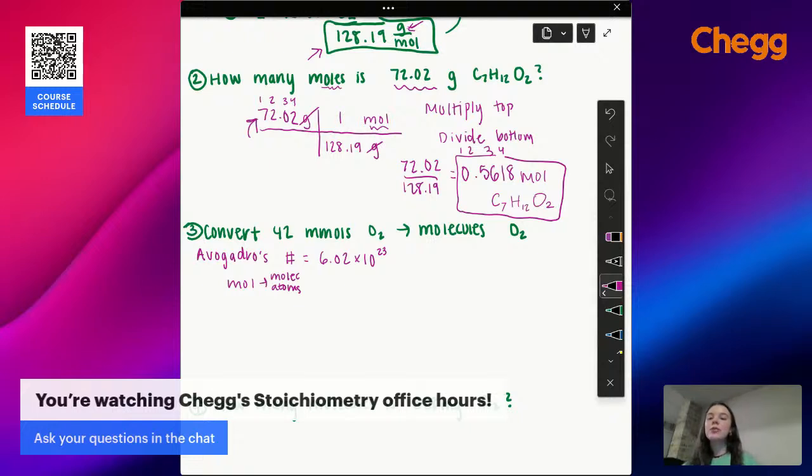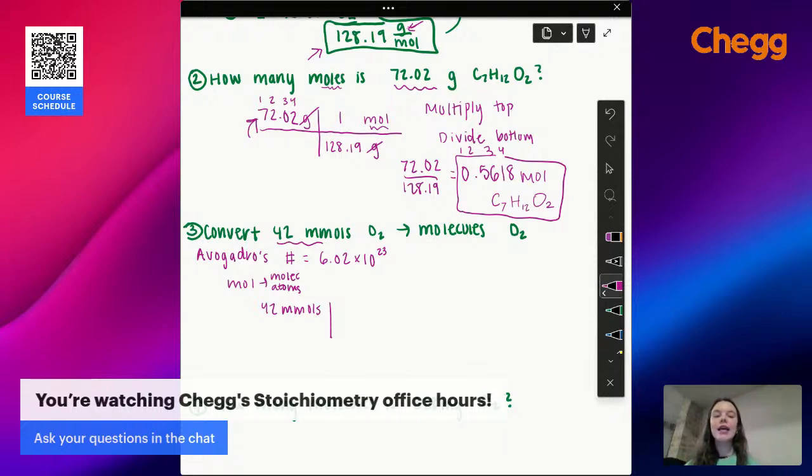So with these problems, we always start with what we're given. In this instance, we're given 42 millimoles. And we want to get to oxygen. Does anyone have any ideas about how we would do that?